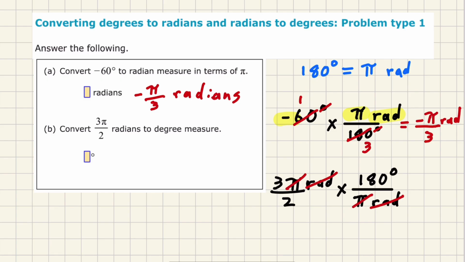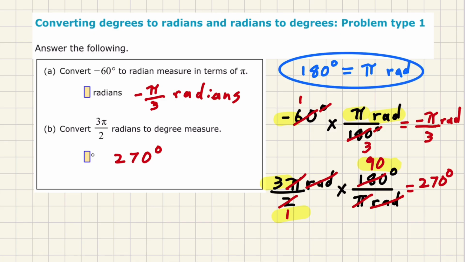I could also cross cancel: 2 goes into 2 once, and 180 90 times, leaving 3 times 90 degrees, or 270 degrees in the numerator. The denominator is just 1, so we can leave this 270 degrees. And for any of these conversions, we can use the conversion factor that says 180 degrees is equal to pi radians.